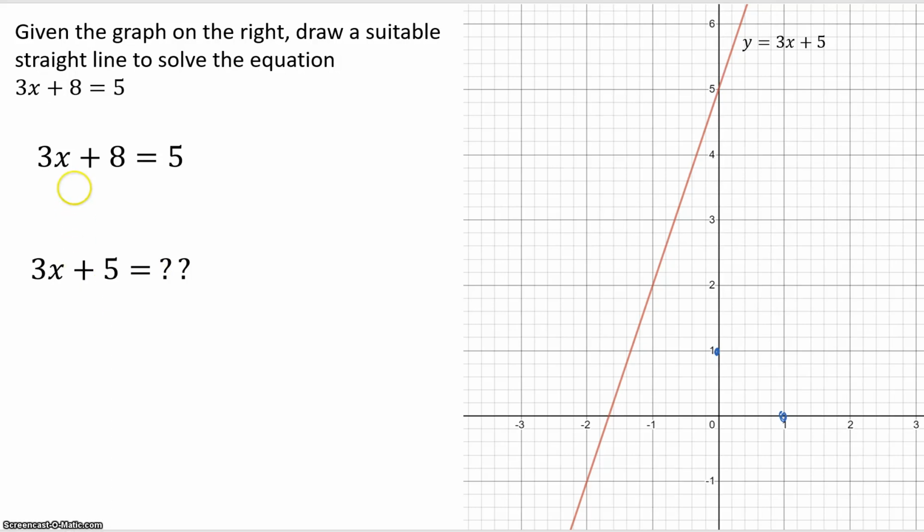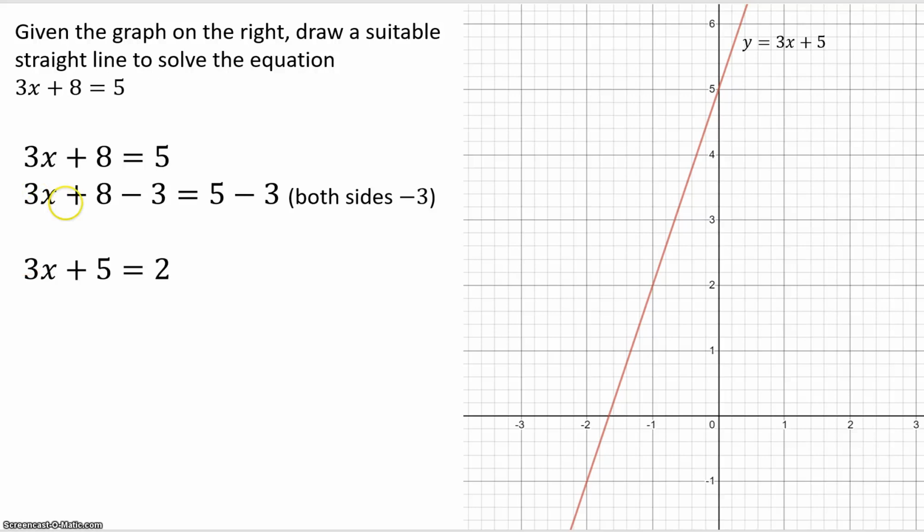So how do we get from here to here? The solution is to actually take this one, minus 3, and of course to balance the equation, the other side we must also minus 3. So it's both sides minus 3. So why do we minus 3? Because I need 3x plus 5, and this is 3x plus 8. So what we do is, if I take this 8, I go and minus 3, I'm going to get 5. And similarly, this 5 minus 3 equal to 2.